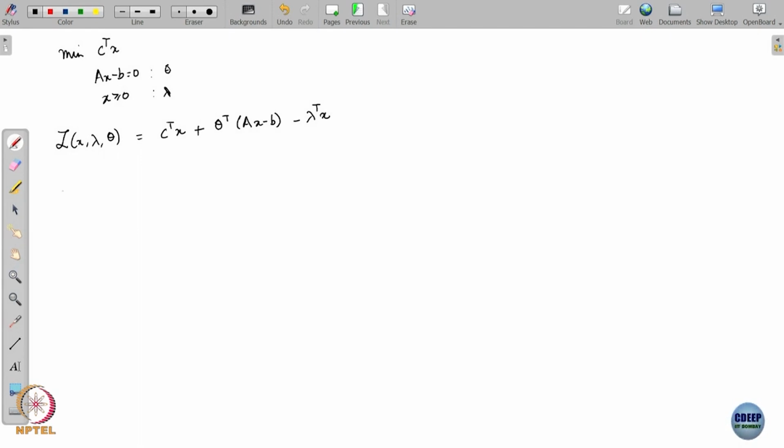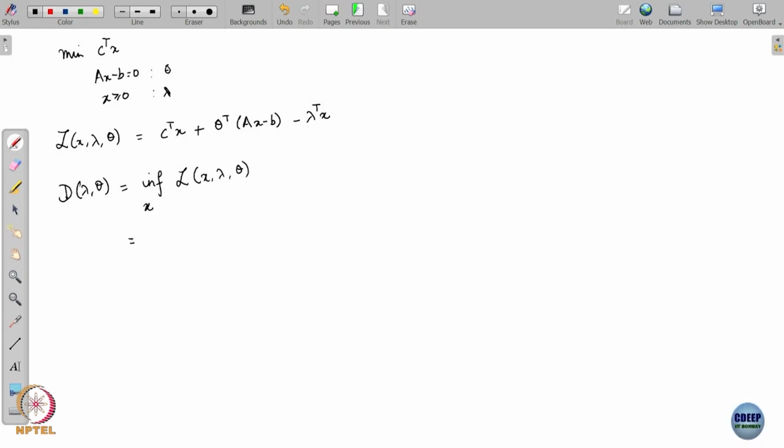Now, let me write the dual function, which is d of lambda comma theta, that is the infimum of the Lagrangian over the entire space.